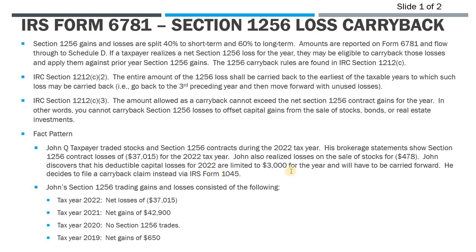And so when John looks at his return here, he sees that, well, I've got a lot of capital losses, and my deductible amount is just going to be limited to $3,000, right? And that's because that's the $3,000 limitation against ordinary income. And then the rest of it is just being carried forward.